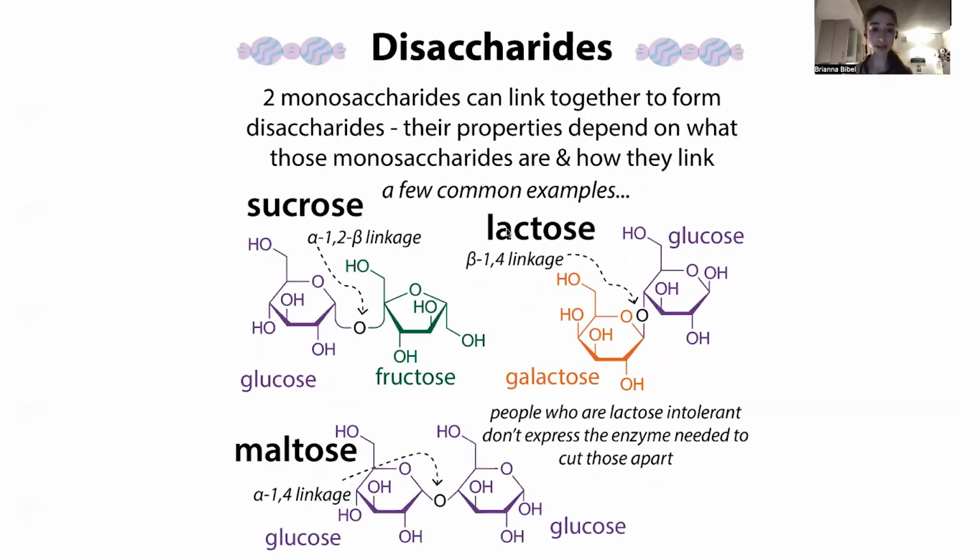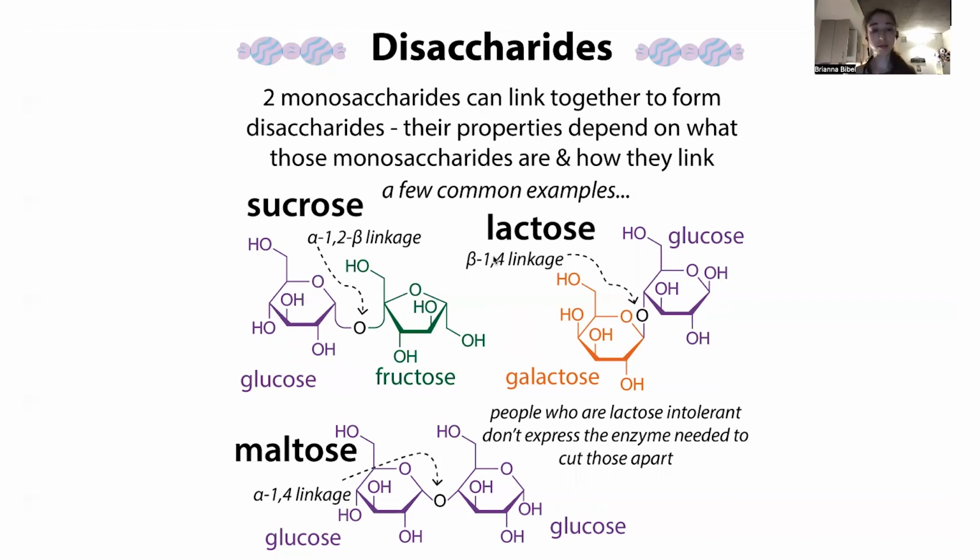And so when they link together, they can link together in different ways, and different sugar monosaccharides, or different individual sugar units, can link up together. So you get different combinations of sugar units and different ways that they actually link together. And when you have two of them linked together, we call it a disaccharide, and they're going to have different properties based on what monosaccharides they contain and how they're linked up.